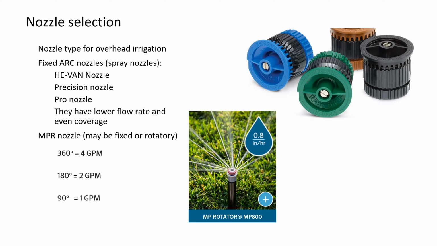But with mixed precipitation rate nozzles, when you set it to 180, it will only send half of the water that it sends at 360. If you go to 90, it only sends 1 gallon of water. Now you see the water saving with the customization. So watch out for nozzles like mixed precipitation rate nozzles, and this will definitely save some water in irrigation.